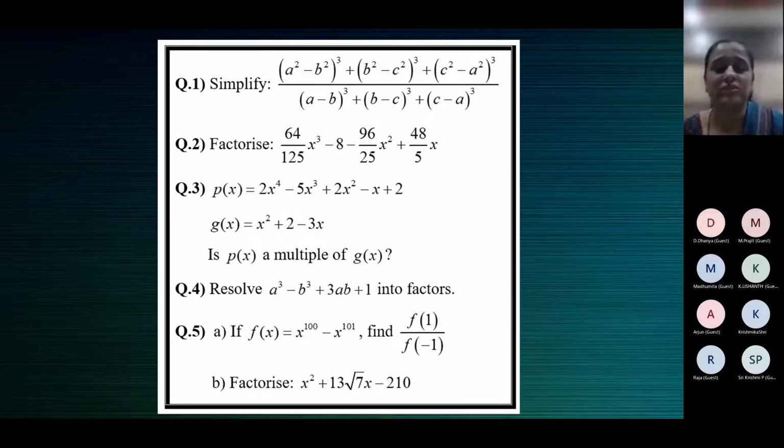Okay, then we'll do this now in the class. Fine. Take down the first question. Let's work it now in the class. Write down the first question, children.